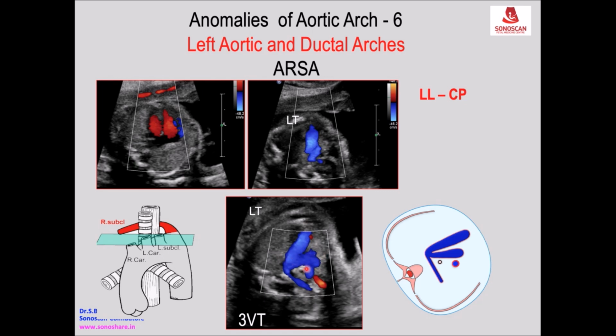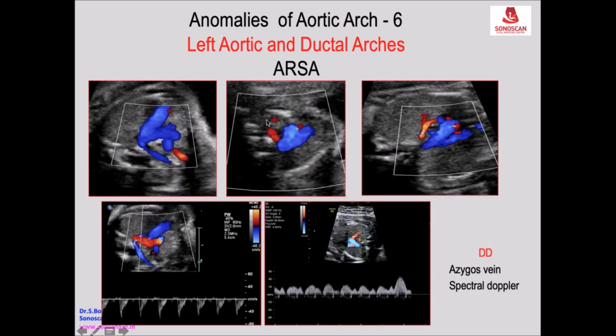Now here you will see the left V sign. So the V is to the left of the trachea, and in the 3VT itself we see the aberrant right subclavian arising from the apex, behind the trachea. So this can be mistaken for the azygos arch. So this is the azygos arch.